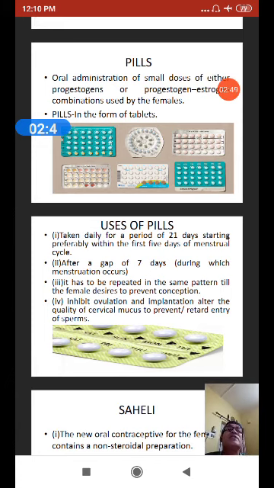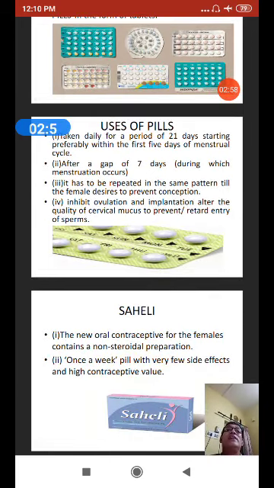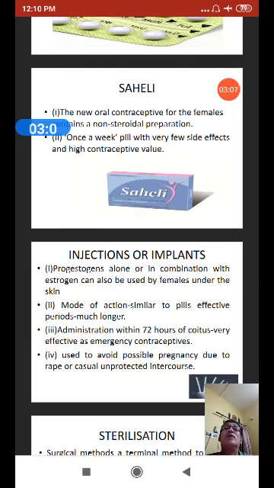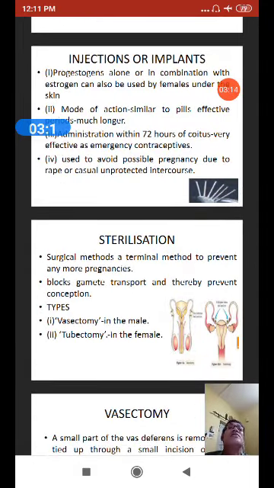Next is the pill, which is the oral administration of small doses of either progestogen or a progestogen-estrogen combination. These are used for a period of 21 days, starting preferably within the first 5 days of the menstrual cycle. The detailed description is here. The most commonly used is Saheli, and next I will talk about injectables or implants. Progestogens alone or in combination with estrogen are used by the female under the skin. We will also see its effect.